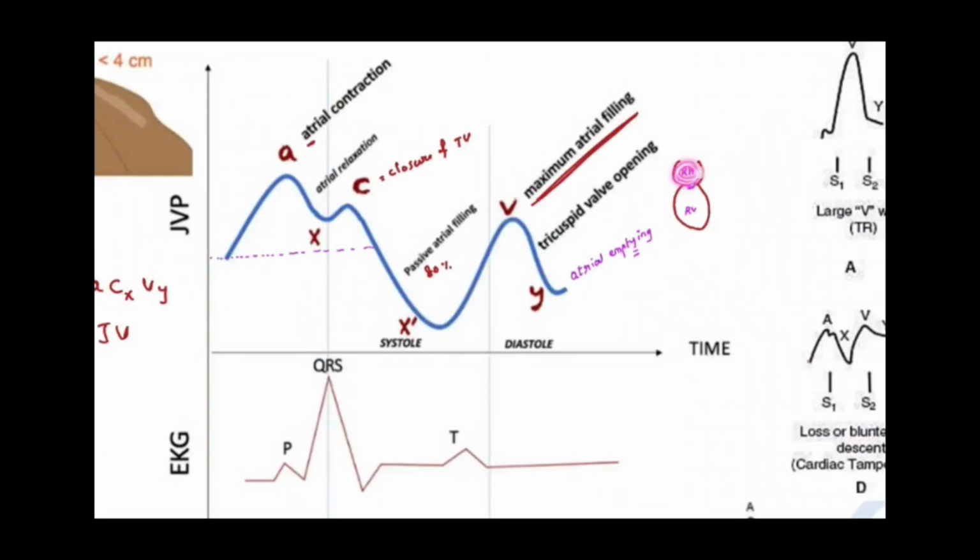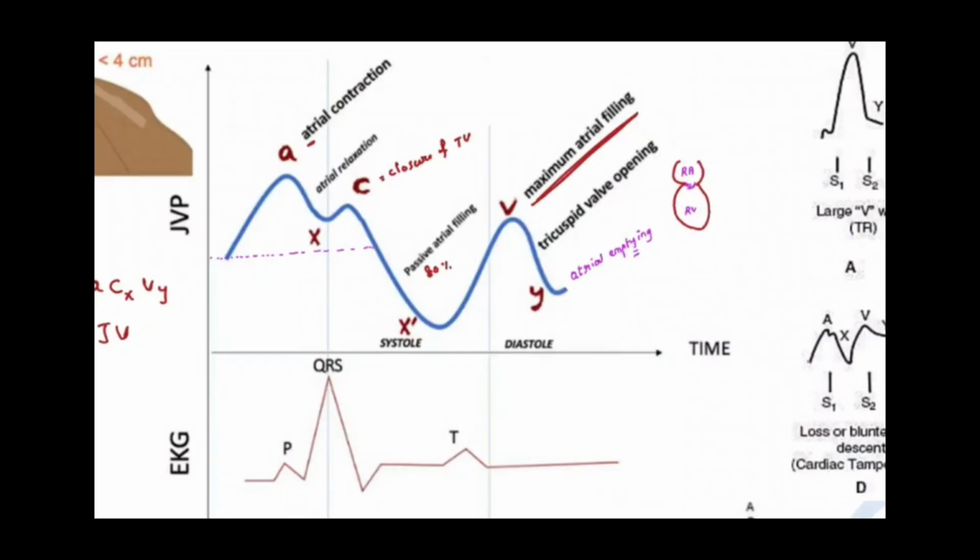Then all this filling of the blood will be in the right atrium and that will push down the tricuspid valve and that will open, and the blood will flow into the right ventricle. And that descent, that Y descent, is what is being created because of emptying. Okay, Y, it is emptying.